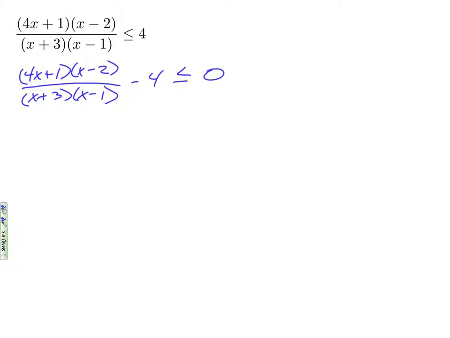Alright, so I'll move the 4 over. What do we want to do next, Blake? Find a common number. And what would that be? X plus 3 and x minus 1. Very good.